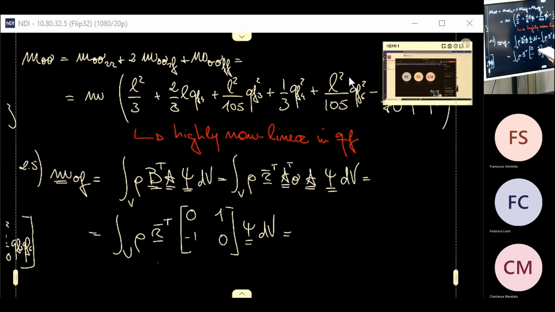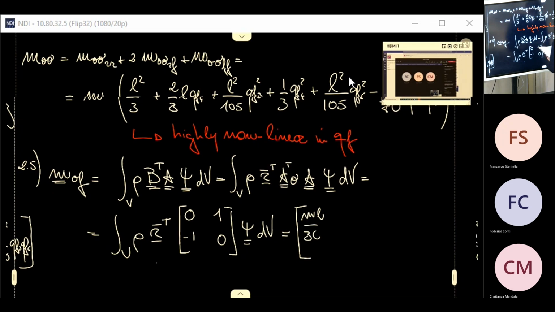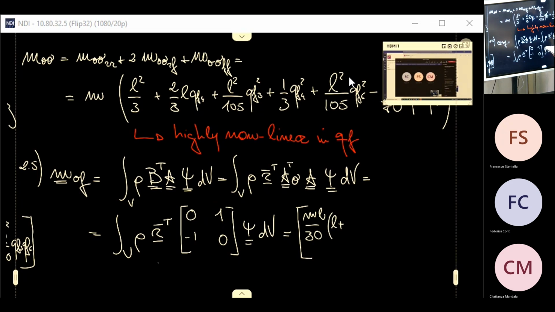We get again the following quantity. ML over 30 L plus QF4, and this is the first column. Then we have ML over 60 multiplying 3 QF6 minus 2 QF3, and this is the second column.